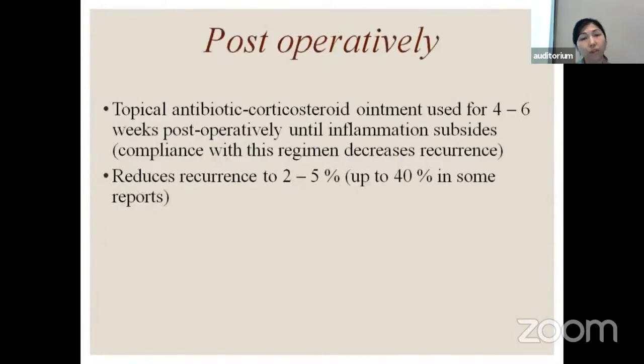So you cover the patient with antibiotic corticosteroids, such as Maxitrol, you can give Tobradex, you can even give a combination of antibiotic and steroids for at least 4 to 6 weeks. So you observe the patient and slowly taper down. As the inflammation subsides, then you can slowly stop it. So it reduces the recurrence to 2 to 5%.